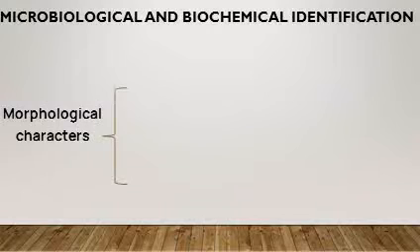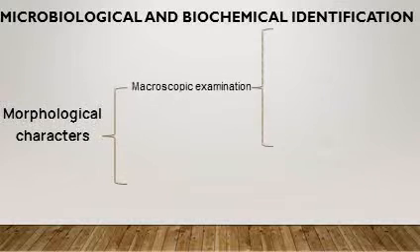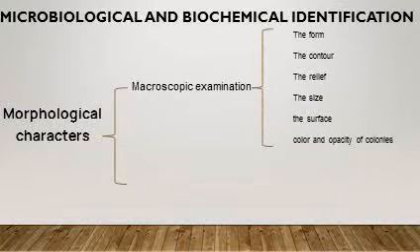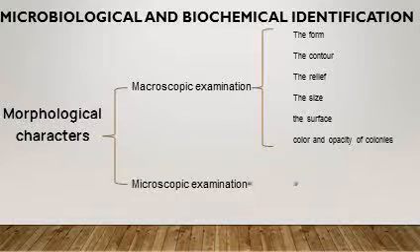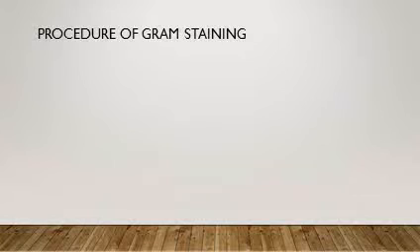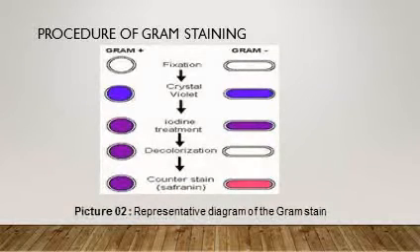For the macroscopic examination, the study was carried out taking into account the form, the contour, the relief, the size, the surface color, and the porosity of colonies, and the microscopic examination was carried out according to the gram stain. And this picture is showing the diagram of the gram stain.